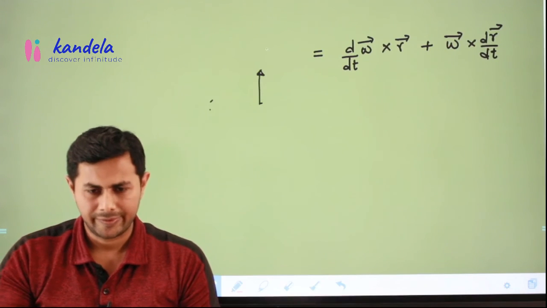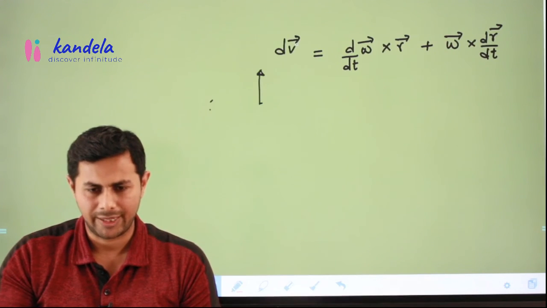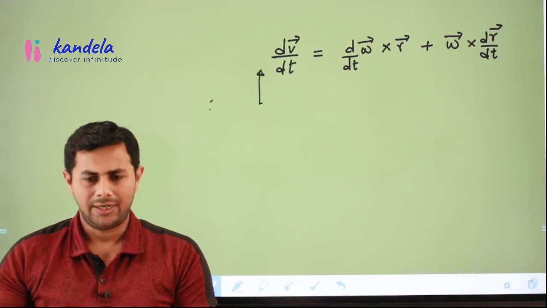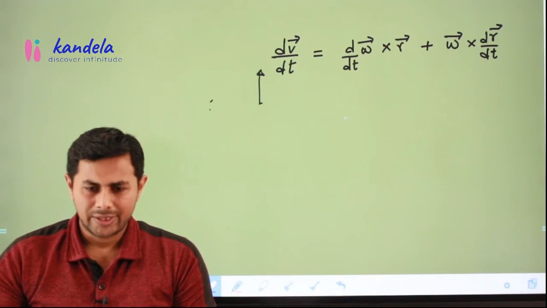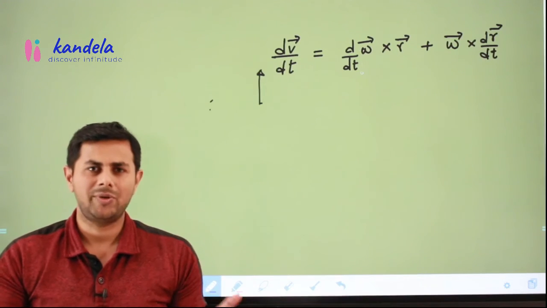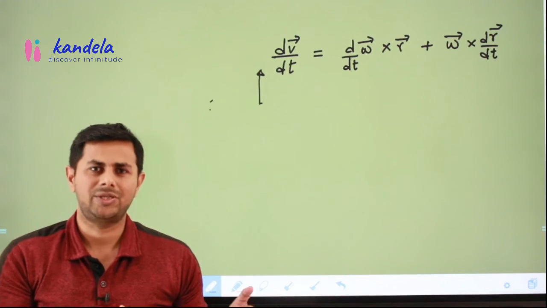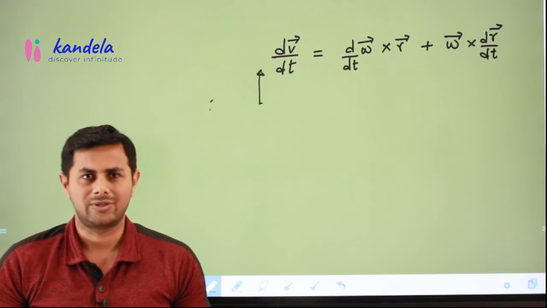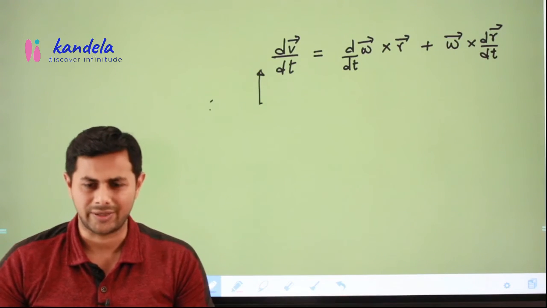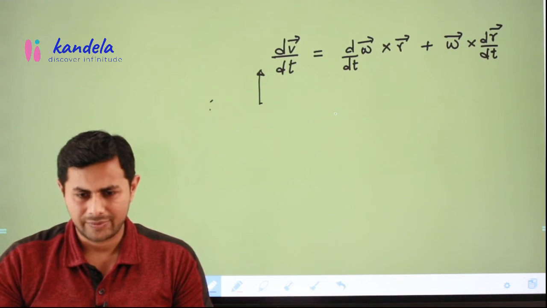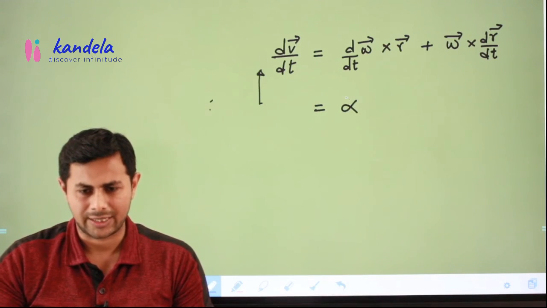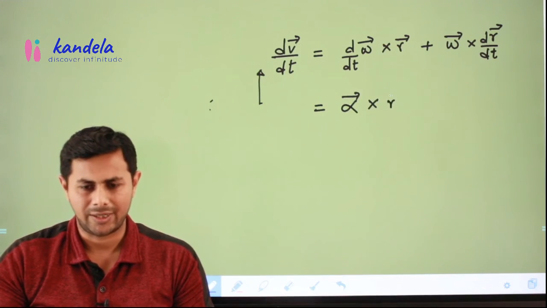This is my dv bar by dt. And now, what is this first term? We have got d omega bar by dt. It is rate of change of angular velocity with respect to time. So it is angular acceleration. So this first term is angular acceleration cross r bar.